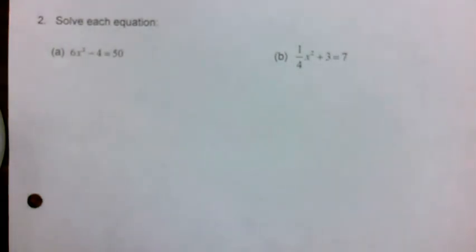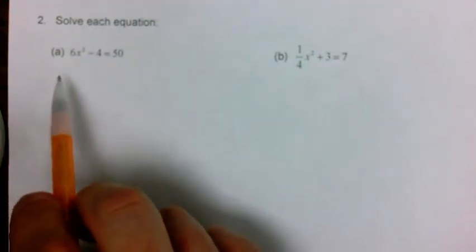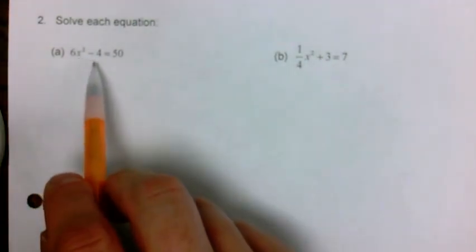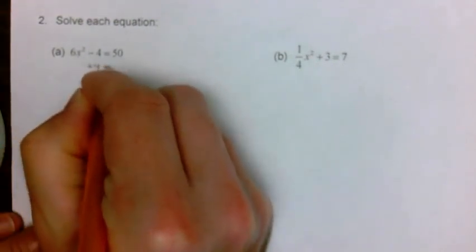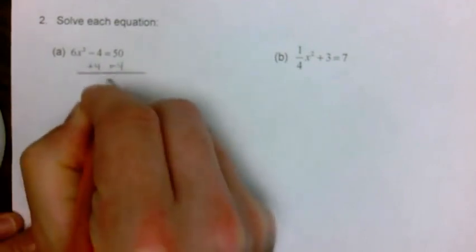Now that we've seen a few examples where we've solved equations that have square roots to get to the answer, let's go ahead and practice a couple more. In question 2a, we have 6x squared minus 4 is equal to 50. Let's first add 4 to each side so that we can isolate the variable term 6x squared.